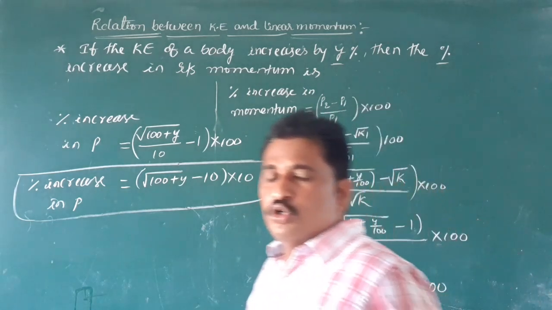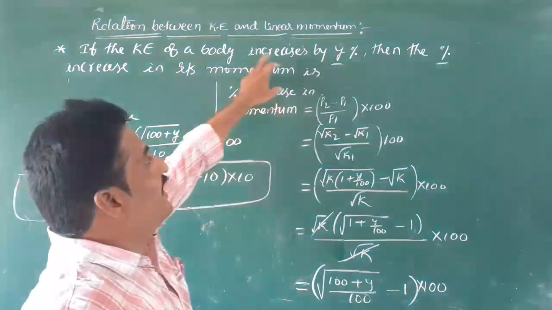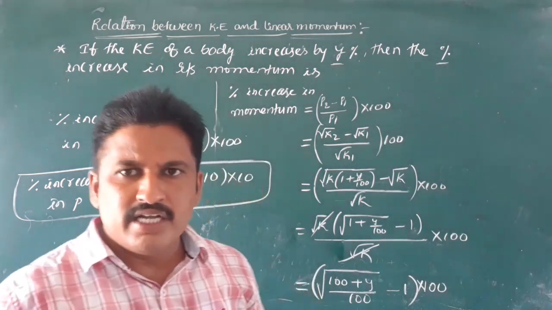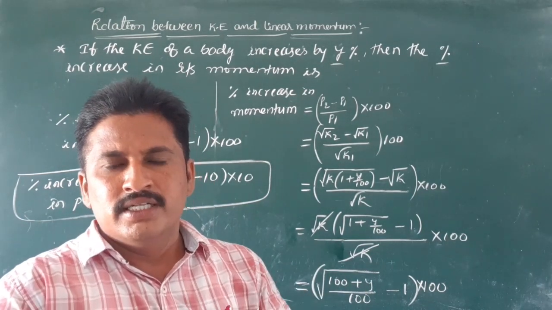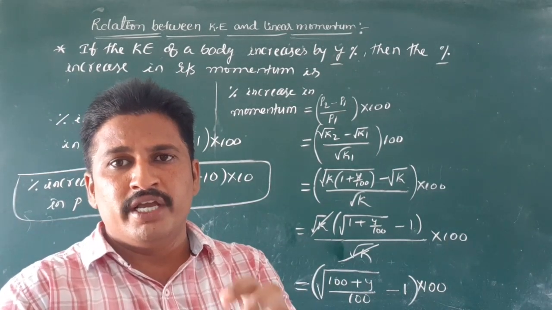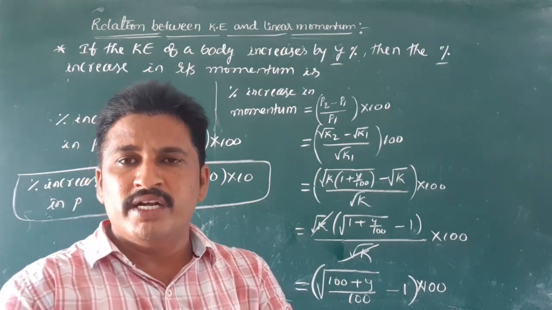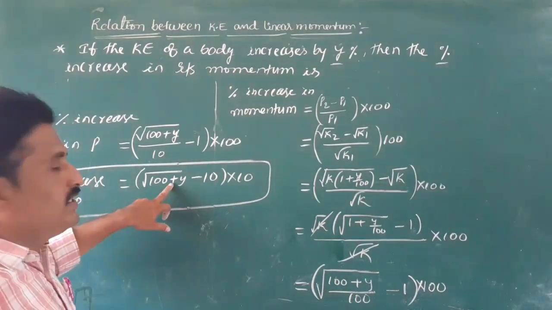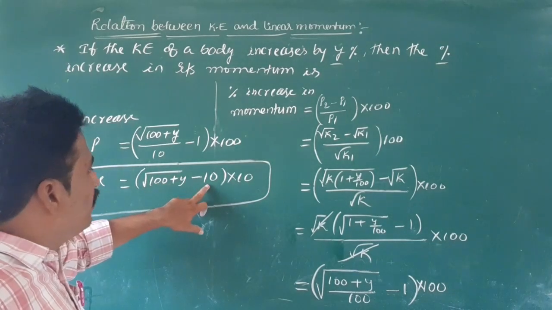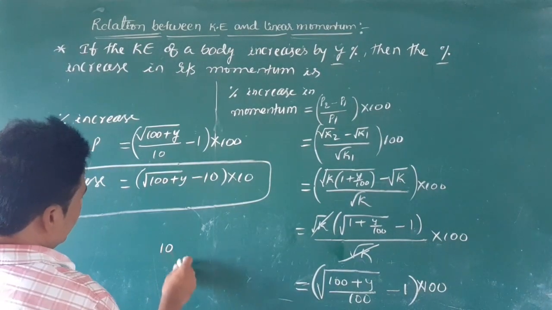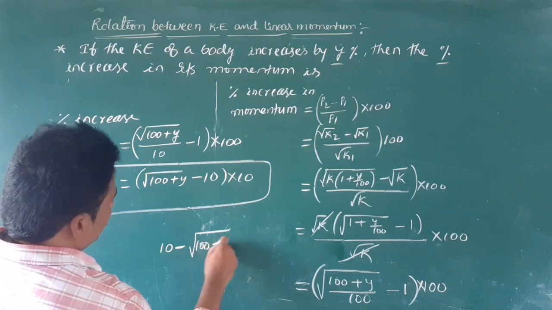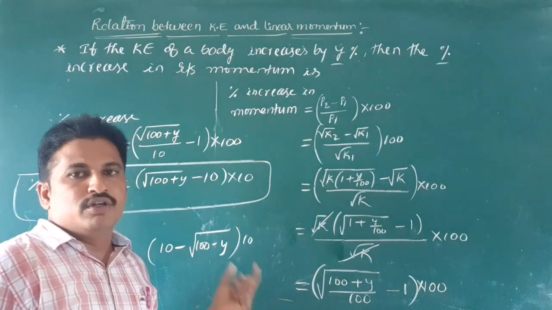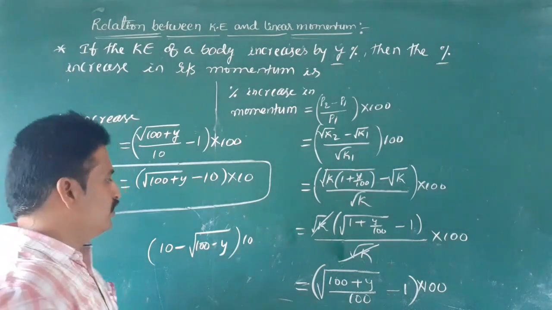In case you want to find the decrease in the momentum, when the kinetic energy of the body decreases by y percentage, then what is the percentage of decrease in the momentum of your body? At that time, students, instead of this formula you can write minus here. That is completely saying 10 minus the square root of (100 minus y), into 10. This is the formula to find the decrease in the momentum of your body, students. Okay.